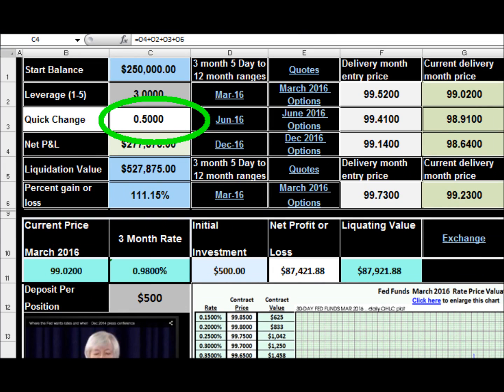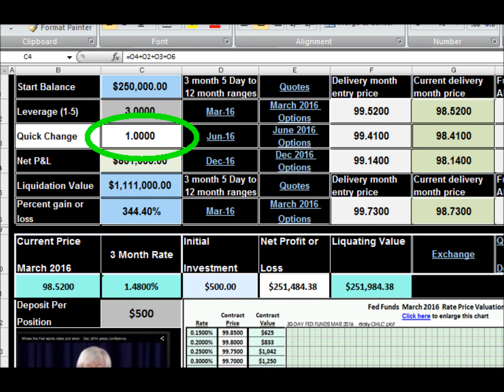Now let's see if the Fed's partially correct about the rate they set. I've entered 0.50 on the spreadsheet, representing an increase in rates of 0.5%. If rates rise by 0.50, my net profit on the position would be $277,875, bringing the liquidation value of the $250,000 initial investment to $527,875, or up 111.15%.